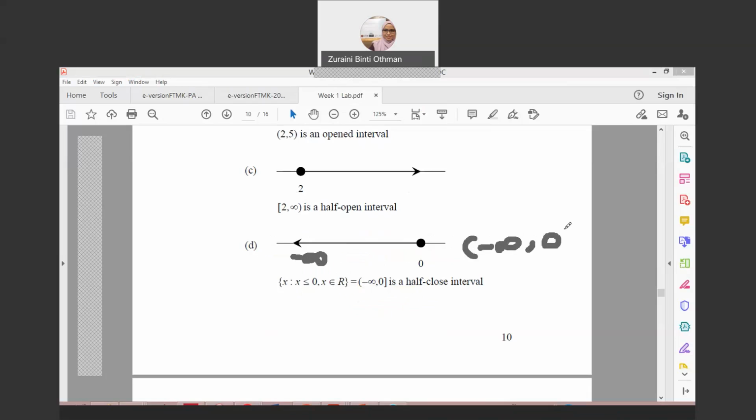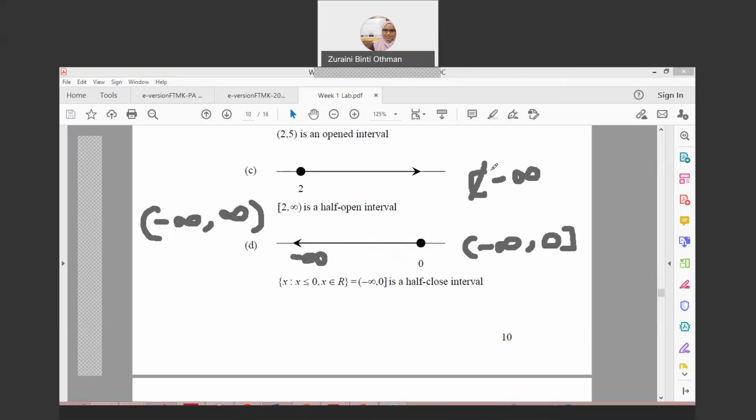0 will become square bracket. Square bracket here, why? Because it fill termasuk kosong. Okay. If you notice just now, if we have negative infinity, we always use open interval. And if we have positive infinity here, we use the open interval also. We never use square bracket for negative infinity.